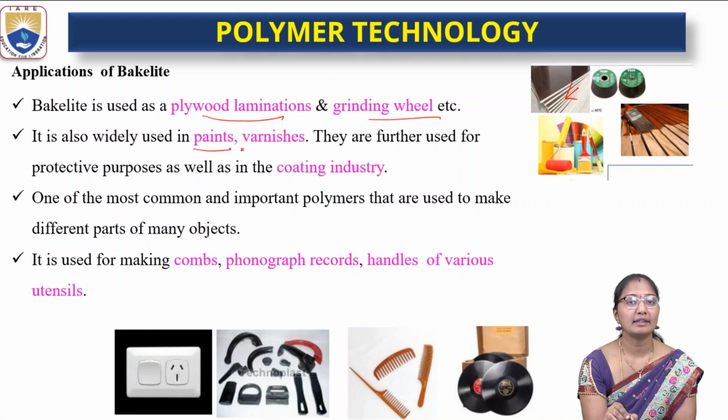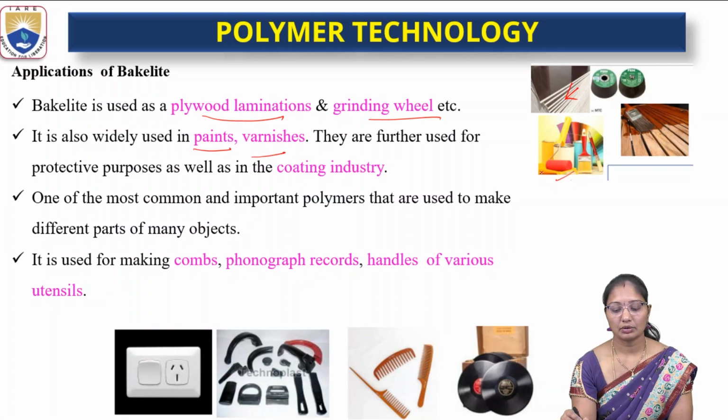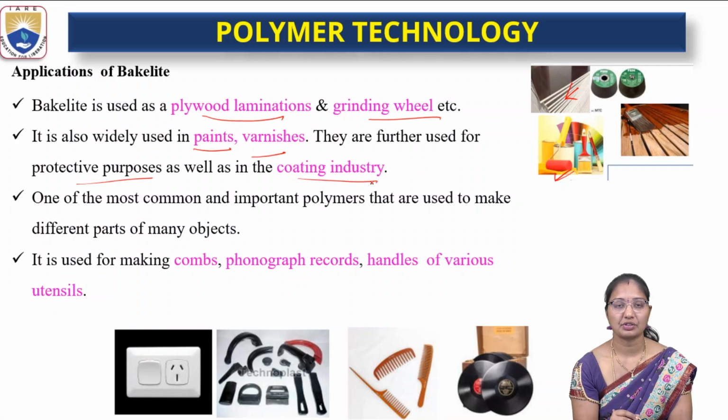Also used in paints and varnishes. So in paints and varnishes, bakelite acts as a material. Bakelite is used in paints and varnishes. They are further used for protective purposes, such as in the coating industry, because it is scratch resistant and scratch proof. So this bakelite is preferred normally for coating of all the maybe paint or PVC sheets or plywood laminations, or for coating as a material in different products.